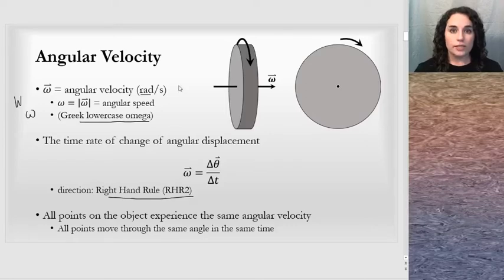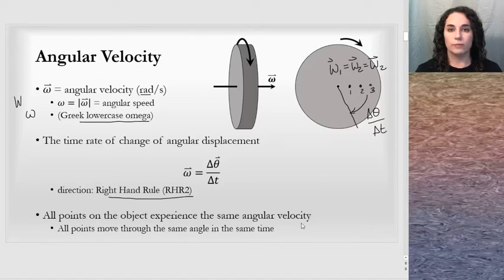An important quality to note about angular velocity is that all of the points on the object experience the same angular velocity. Any point along a radius, as it traverses an angular displacement, all of the points will traverse the same angular displacement. And they will all do this in the same time period. And what we see is that the angular velocity for each one of these points is the same for point 1, for point 2, and point 3.